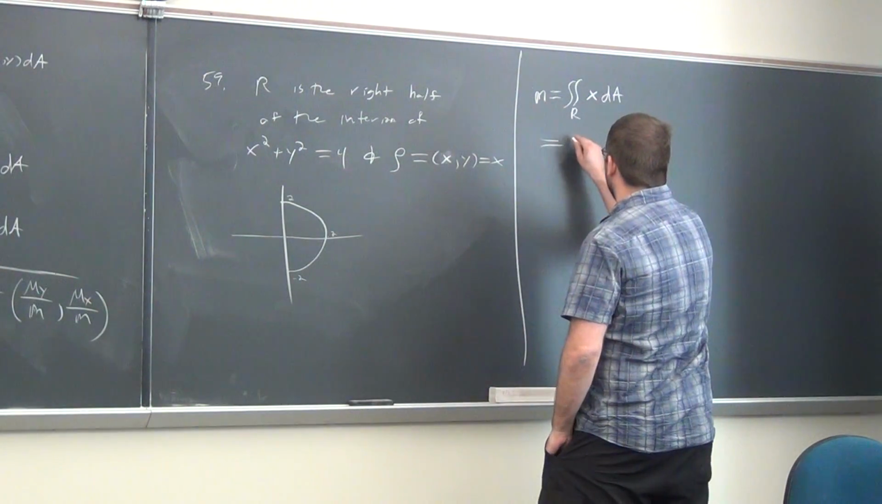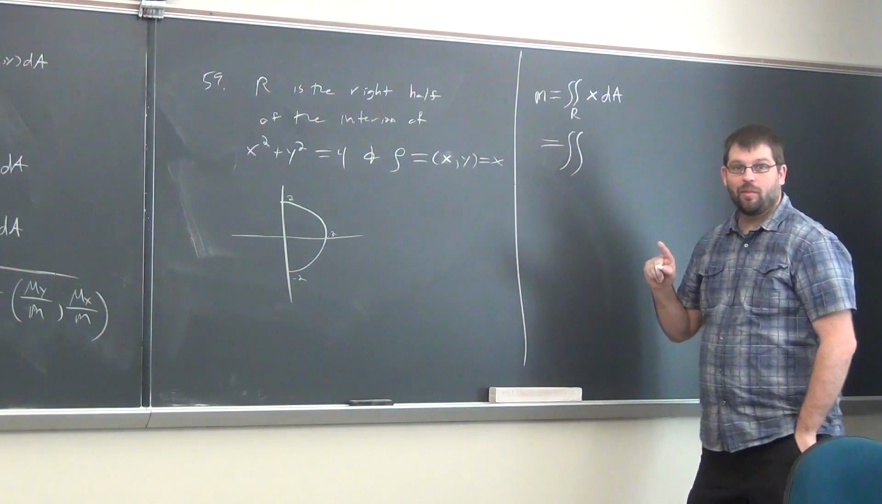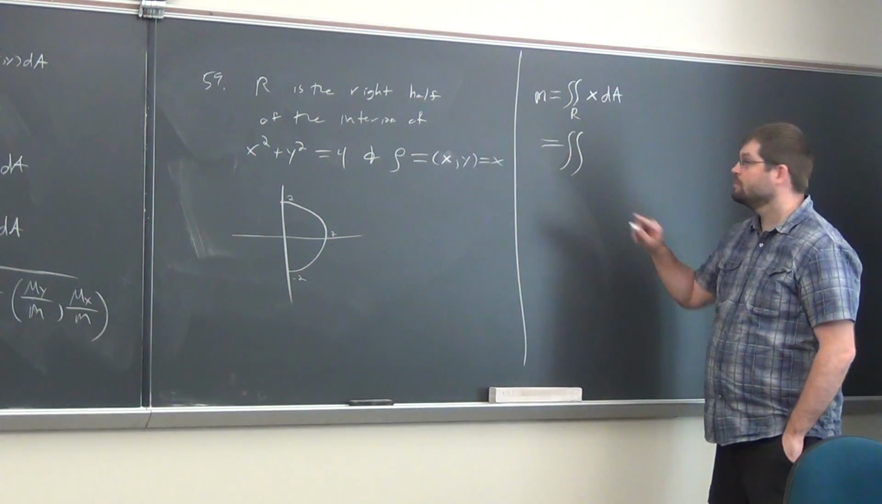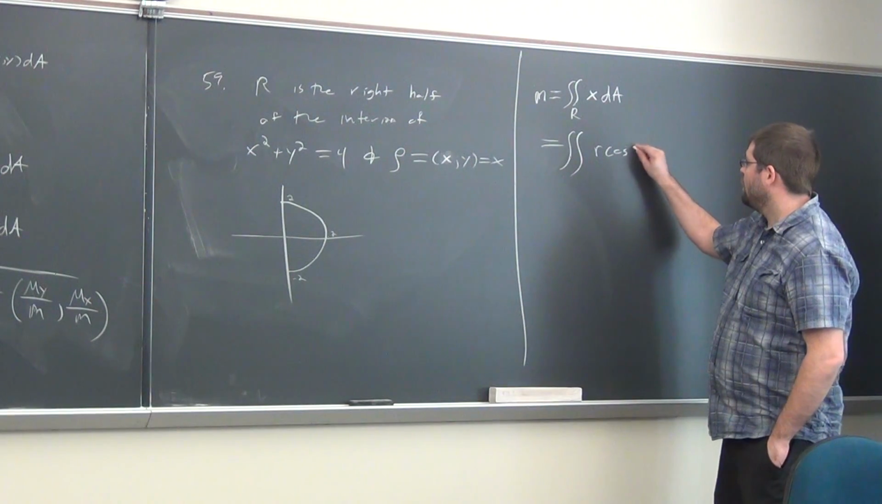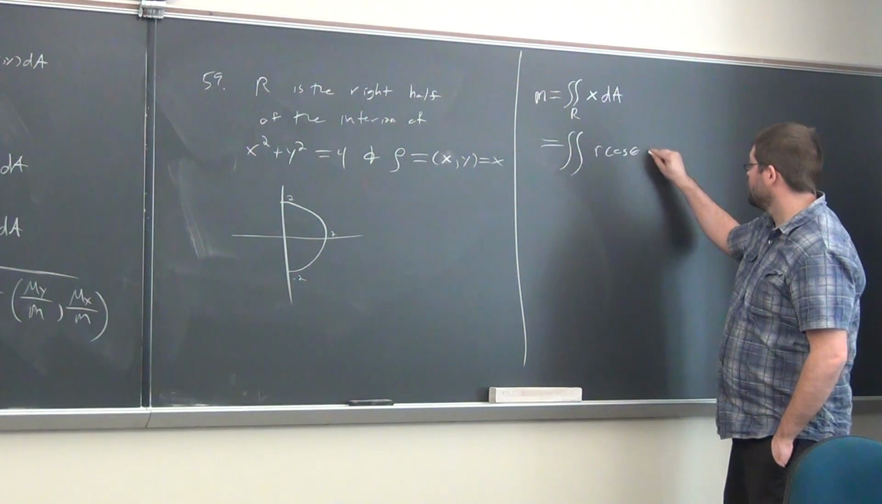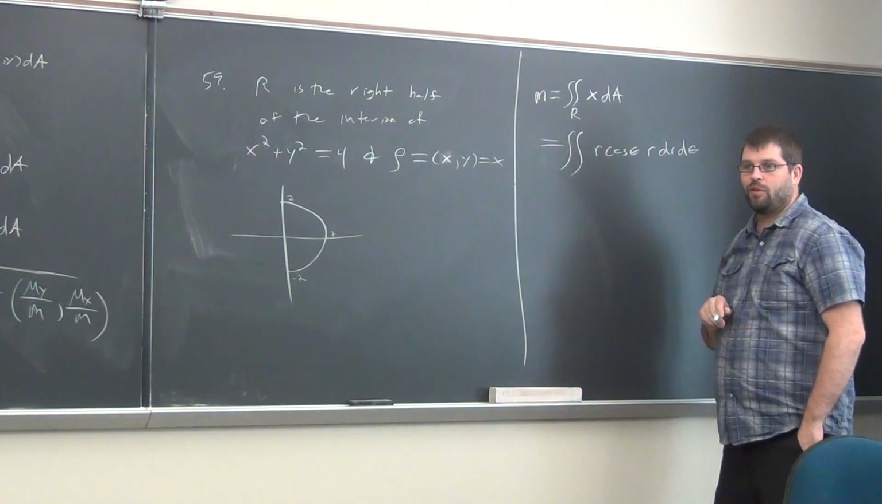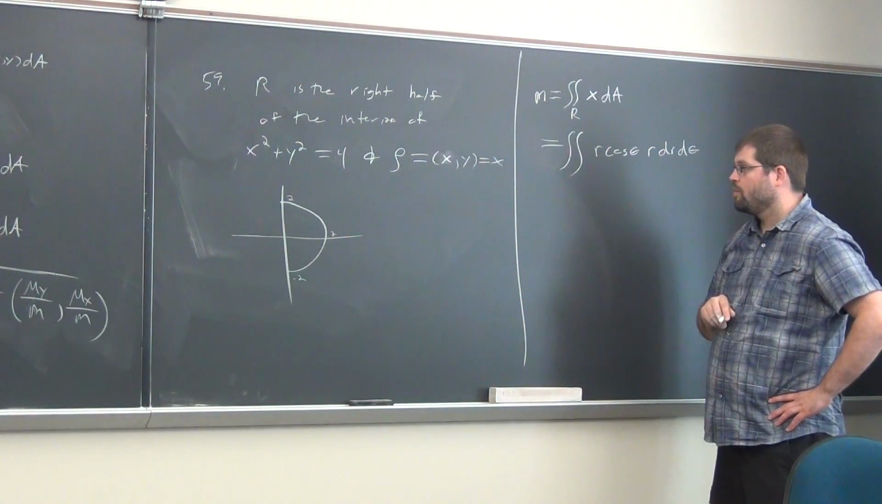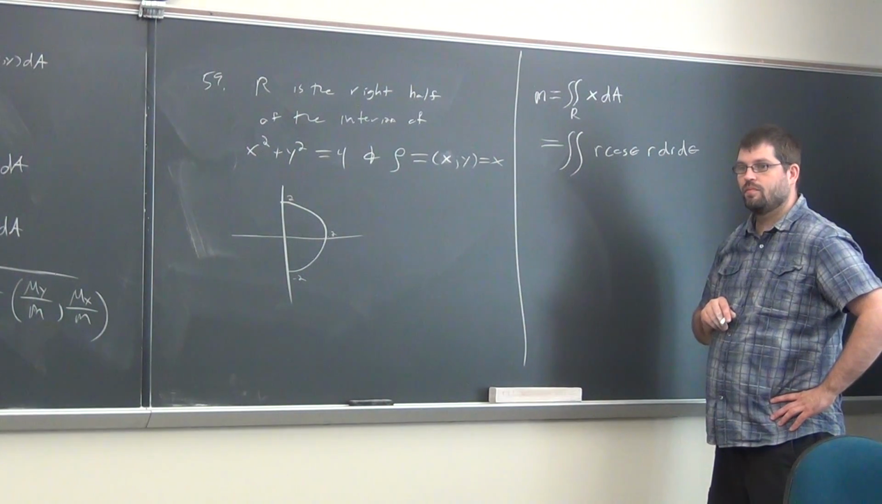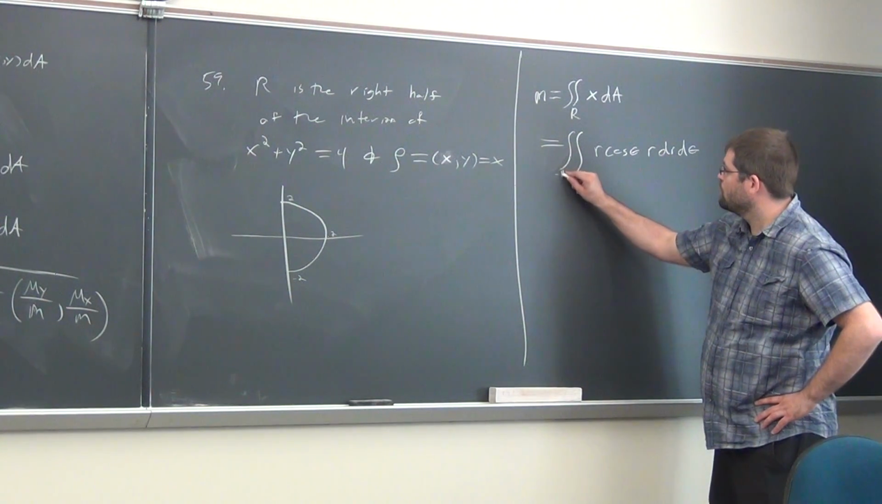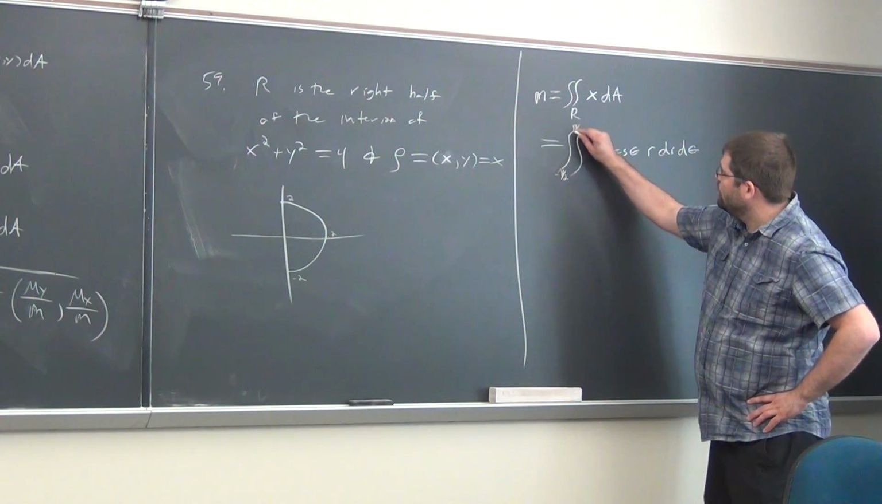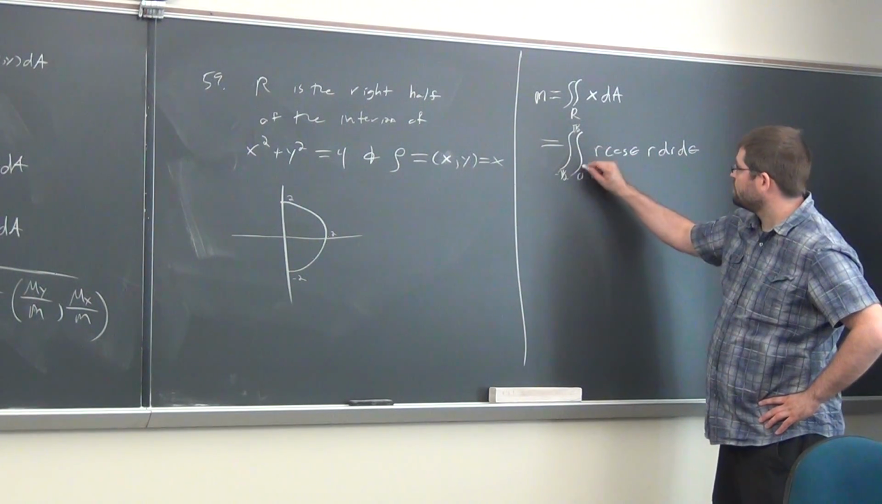So when we do that conversion, what does the x become again? R cosine theta. And the dA? R dr d theta, good. And then in this case, what do our bounds go from? Negative pi over 2 to pi over 2. And r from 0 to 2.